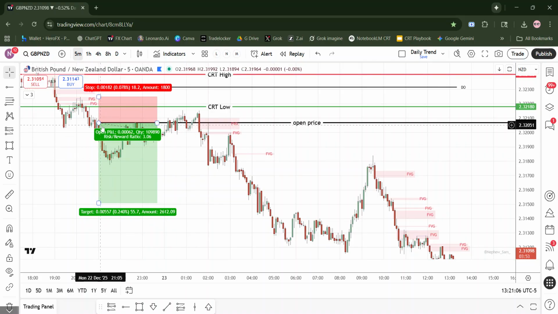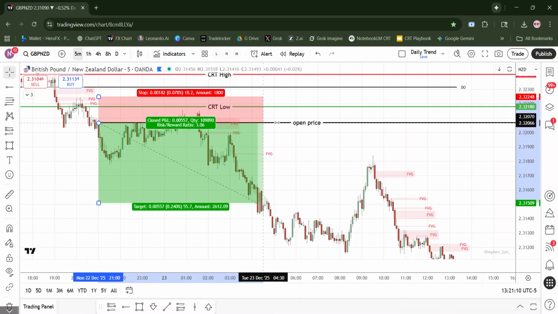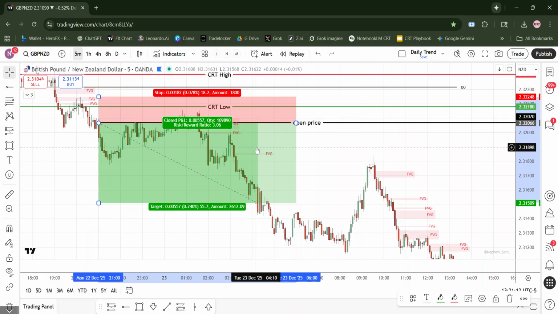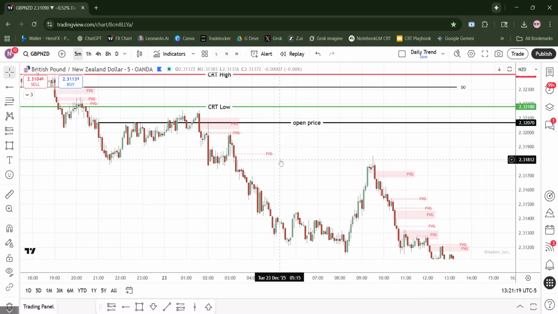It took a little time because this would have been a 9 p.m. entry, and the exit would not have come until 4:10 a.m. the next day. Okay, but if you had set the take profit, it would have hit while you may have been asleep. But that did play out.